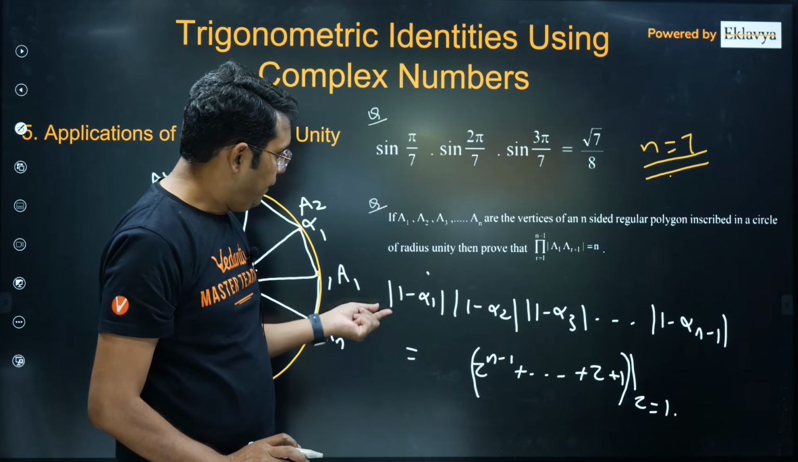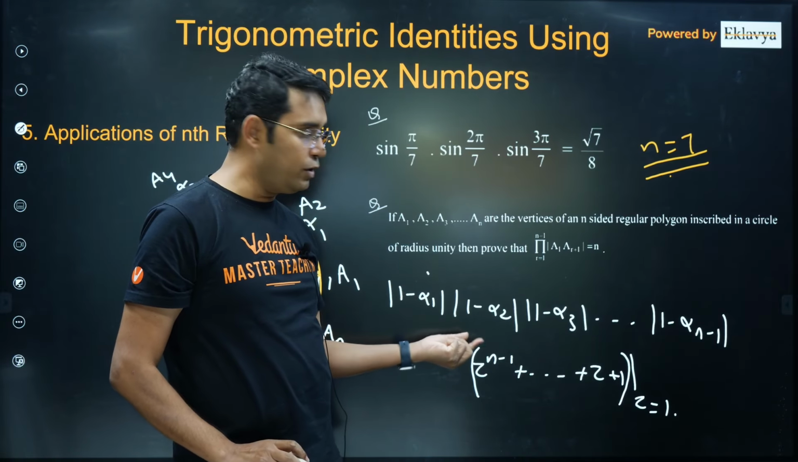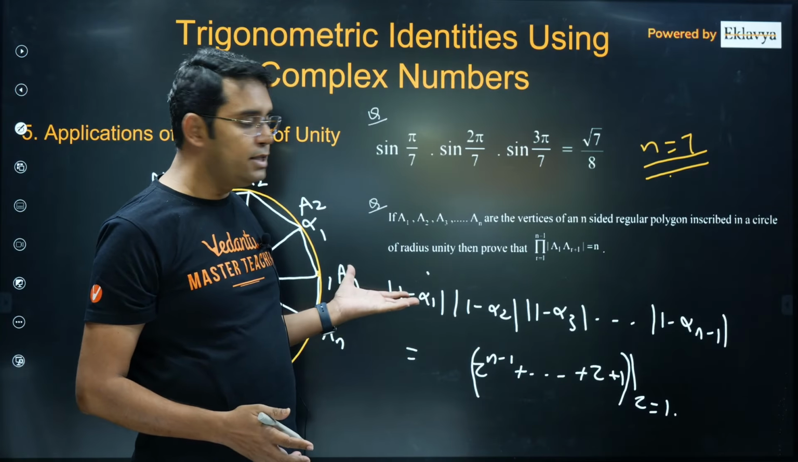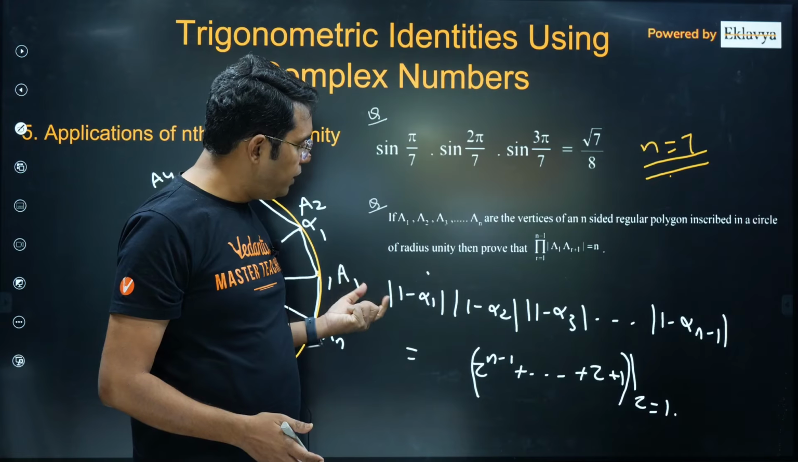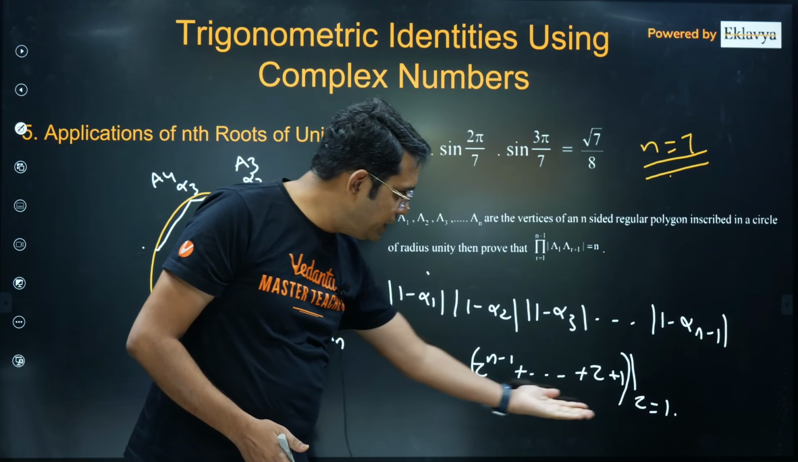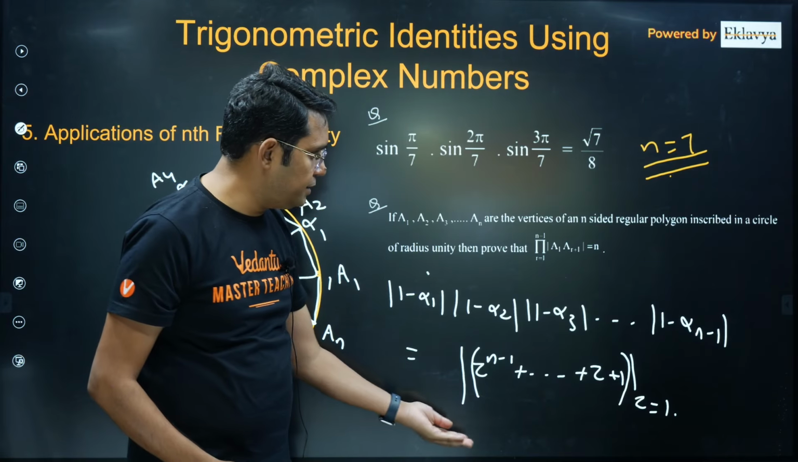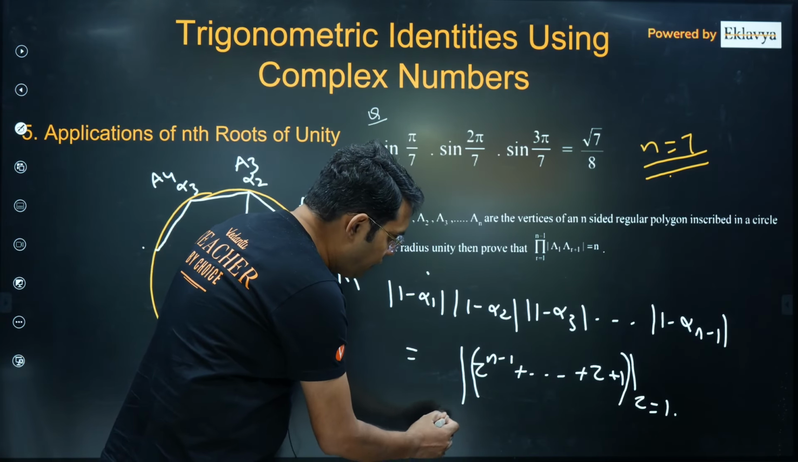Okay, and then if it is (1 minus alpha 1), (1 minus alpha 2), we can think of it, we have to put z is equal to 1. So if z is equal to 1, we get z is equal to 1 here also, and this is actually equal to n, and I think we are done.